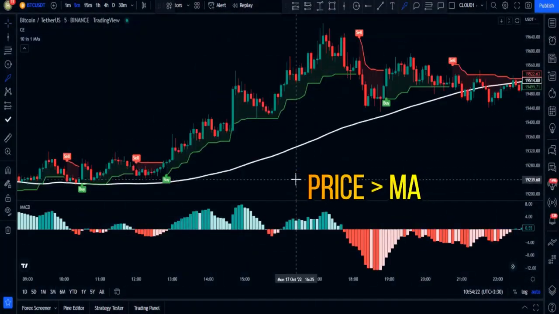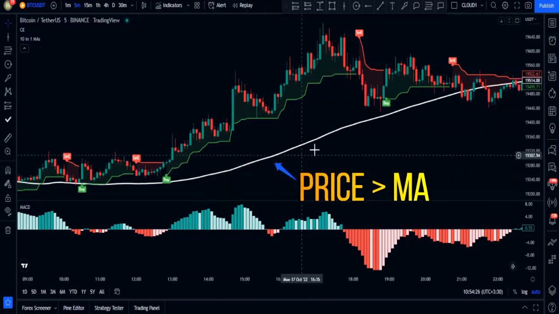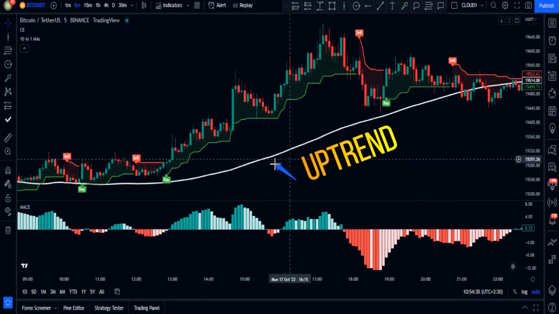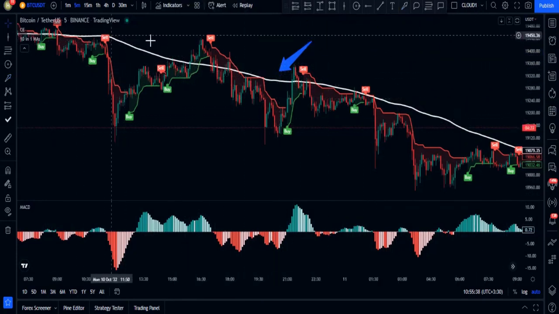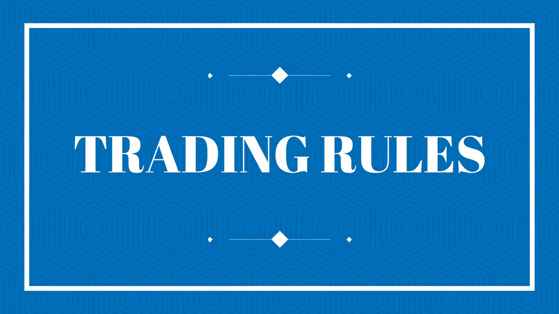Whenever the price action is above the moving average, it means that the market is in an uptrend. And whenever the price action is below the moving average, it means that the market is in a downtrend. Now let's get into the trading rules.